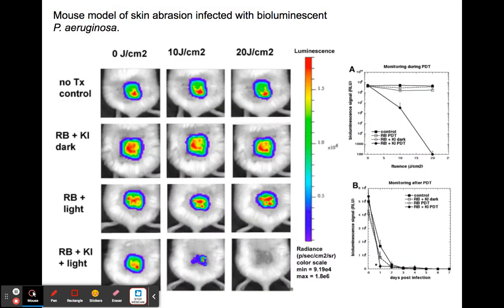If you use an animal model with bioluminescent bacteria, you can go up to 20 joules per square centimeter. Nothing much happens unless you have potassium iodide in with the rose bengal in the mouse wound. And you can make a graph because you can measure the bioluminescent signal from the imaging system.